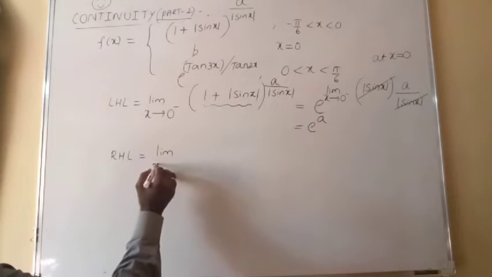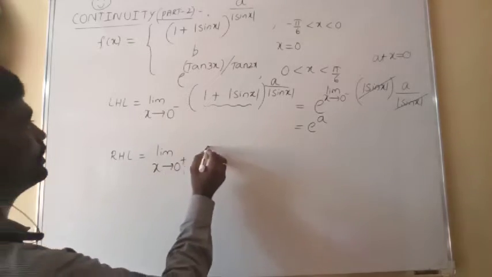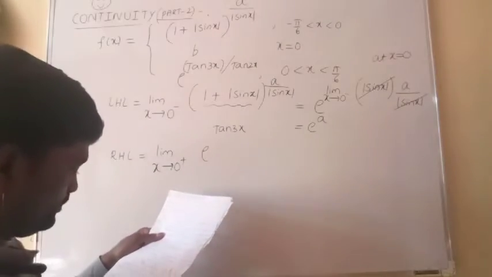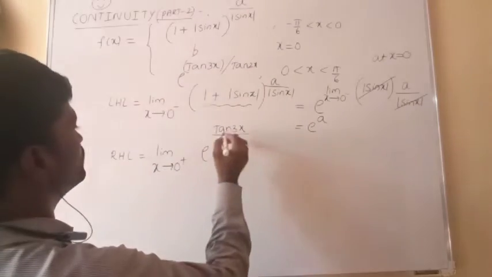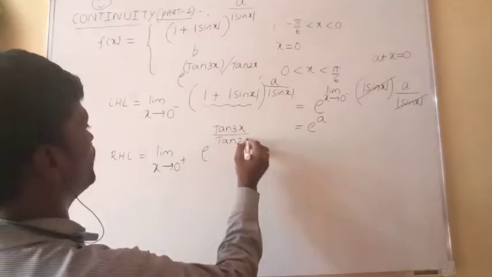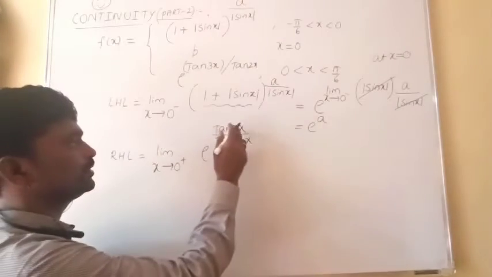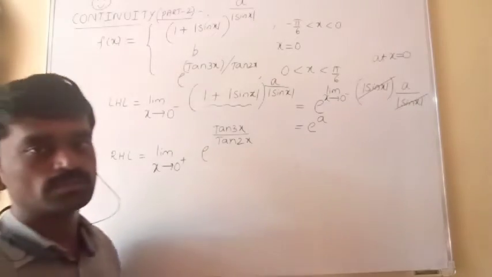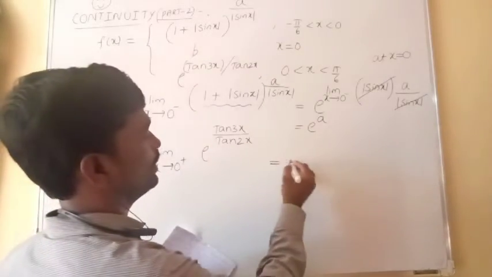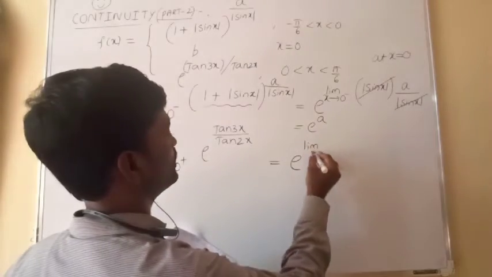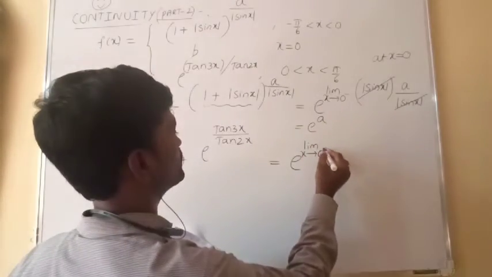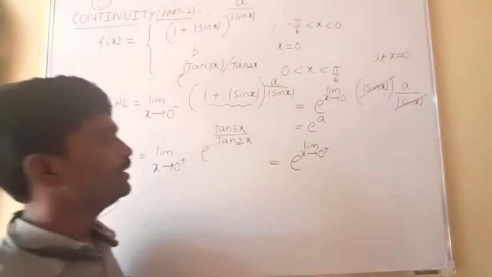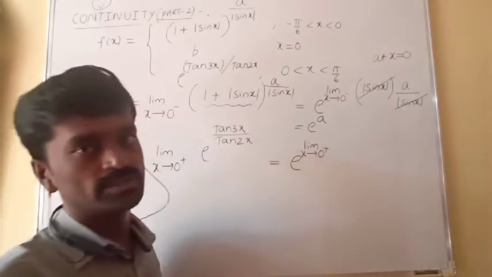So limit x tends to 0 plus, e power tan 3x by tan 2x. If you apply the limit, what do you get? Tan 0 is 0, tan 0 is 0. It is a 0 by 0 form, so we can use L'Hospital's rule. Also we can write this limit in the exponent, because you will get only some finite quantity. So here 0 by 0 form is there, then you can use L'Hospital's rule.